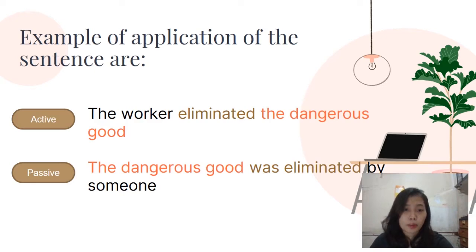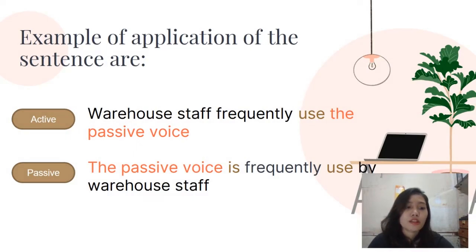There are several examples, and we start with the first example. The active sentence is: the worker eliminated the dangerous good. If we change it to a passive sentence: the dangerous good was eliminated by someone. Next, the second example. The sentence is: warehouse staff frequently use the passive voice. If we change it to passive: the passive voice is frequently used by warehouse staff.